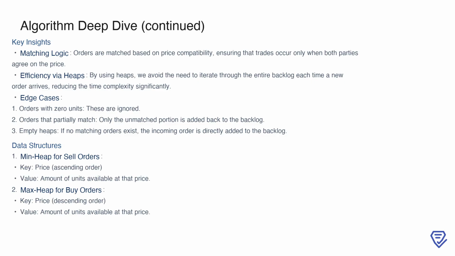For the data structures, the min heap for sell orders is organized by price in ascending order, with each entry representing the price and the amount of units available at that price. The max heap for buy orders works similarly but is sorted in descending order by price. These structures allow us to quickly identify and process the most relevant orders.